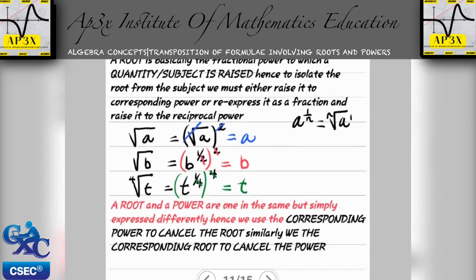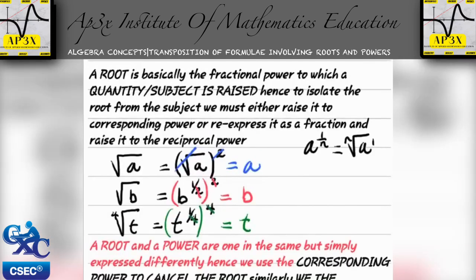All right, so hopefully that made a lot of sense to you as to why the square cancels the square root, the cube cancels the cube root, the 4th power cancels the 4th root, and it basically follows that exact pattern. All right, so whatever the root symbol is, you can either raise it to the corresponding power, or you can reconvert it to a fractional form and of course raise it to its reciprocal power.